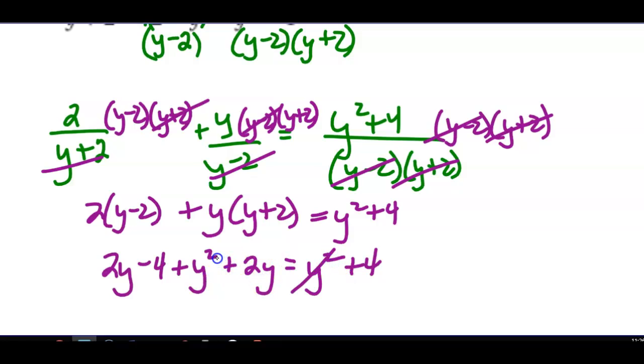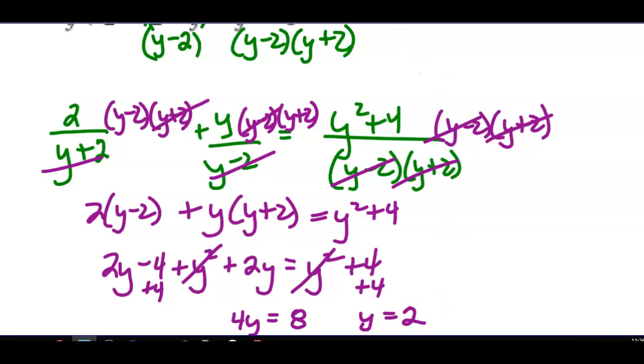Y squared plus 2y. Oh, look what happens if we subtract a y squared off both sides. Lovely. So I'm going to actually add this 4 over here so that I have 2y plus 2y is 4y. And over here I have 4 plus 4 is 8. And I divide and get y equals 2.